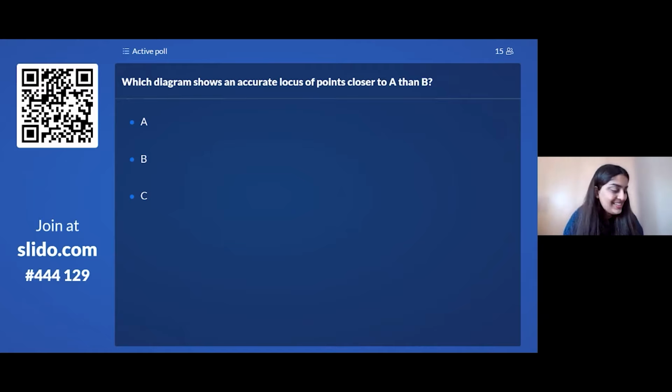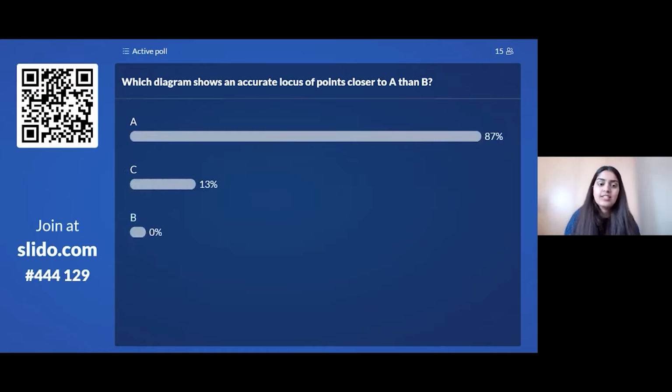Okay, so looks like we've stopped at 15 votes. Let's have a look at what everyone had to say. So most of you said A, and there were 13% of you that said C. So let's have a look at the right answer. The right answer is A indeed, so well done if you got that correct. I'll quickly go through the answers.